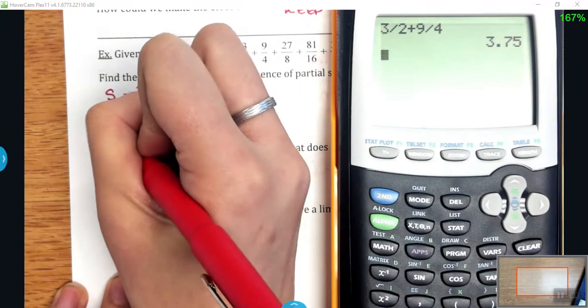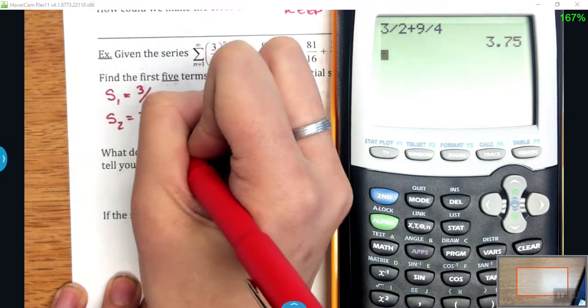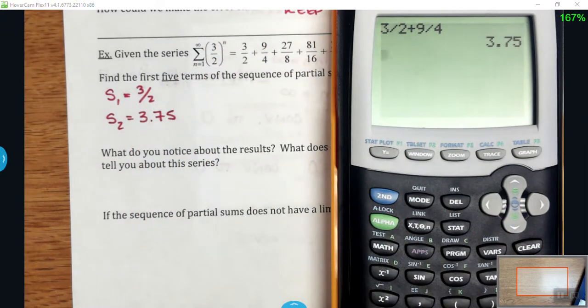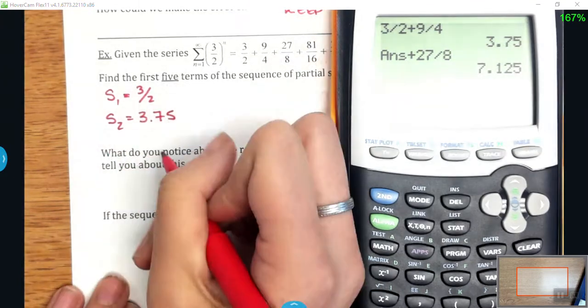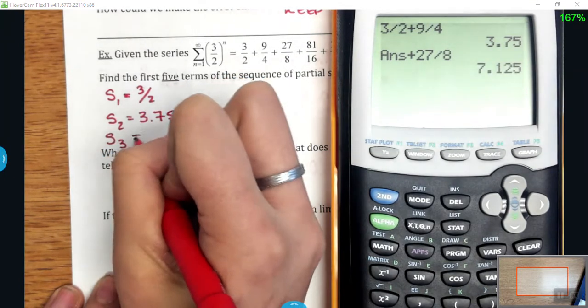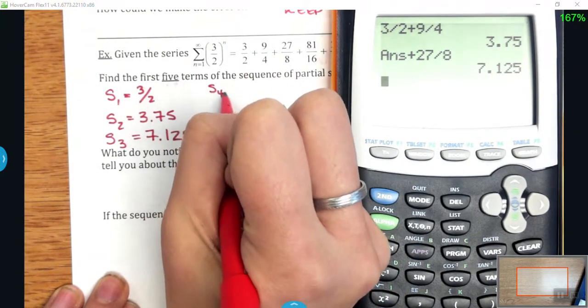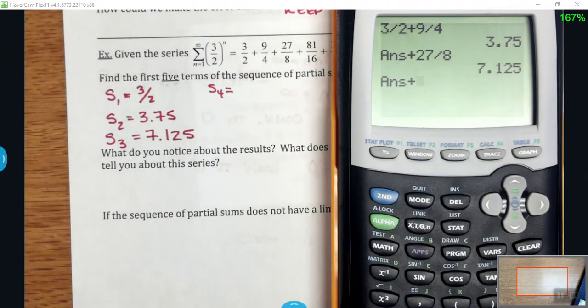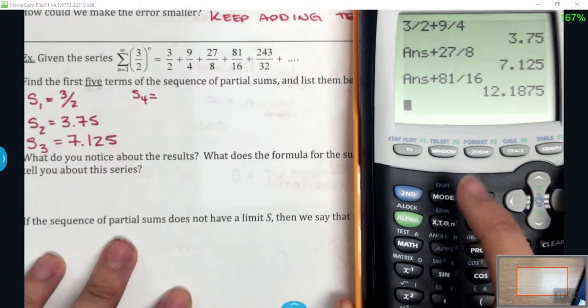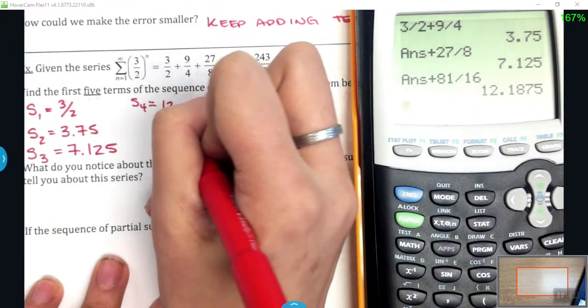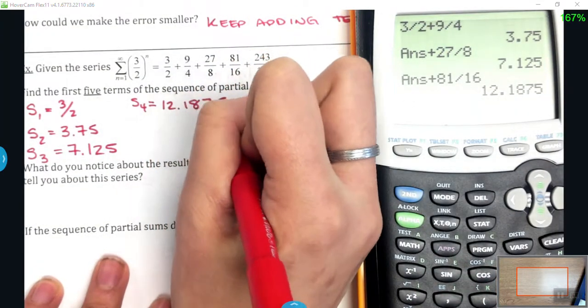3.75, S2. S3, 7.125. S4. What is this? That's too big. That's too big. Oh my gosh. 12.1875.